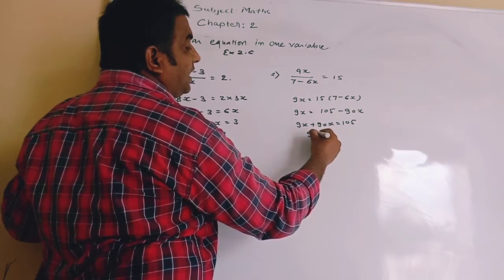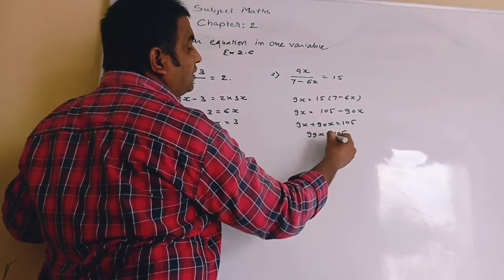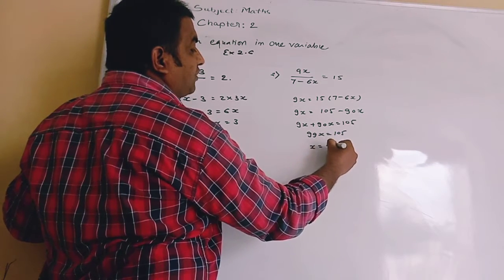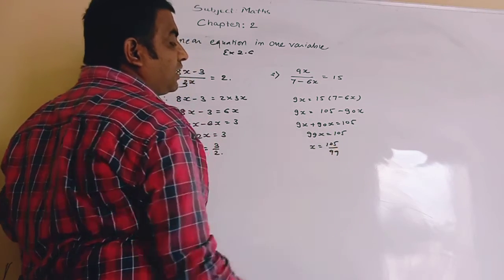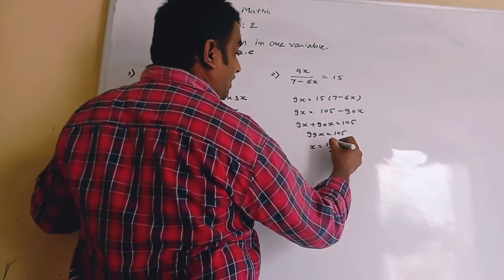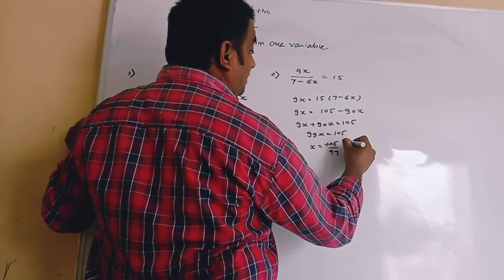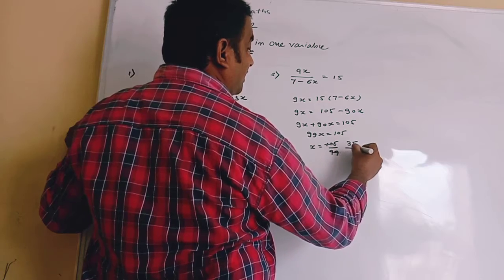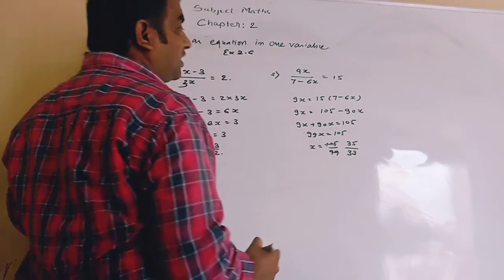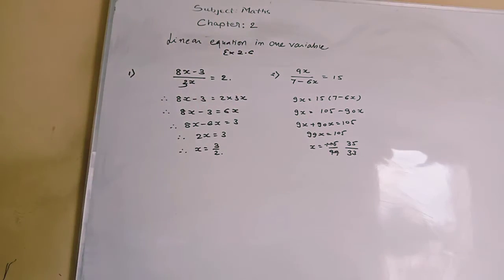So 99x equals 105. So x equals 105 divided by 99, which both are divisible by 3. So we divide by 3, and this will be 35 and 33. So the answer is 35 by 33.